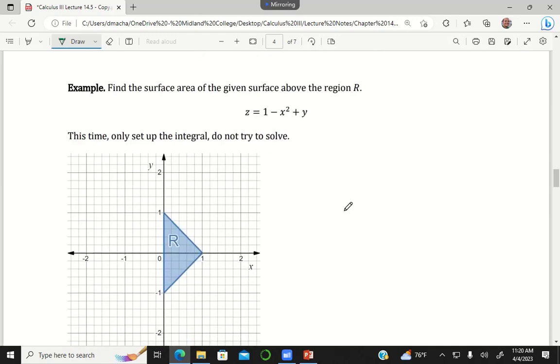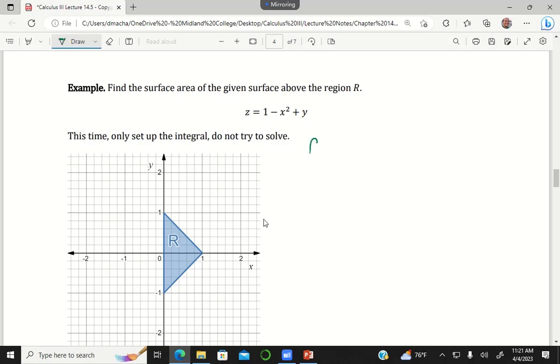New example. It says find the surface area of the given surface above this region. This time we're only going to set up the integral. We're not actually going to try to solve this, because I think sometimes with these problems the integration gets nuts. Next week I'll probably have some of these types of problems on your test where I ask you to only set up the integral. And so you'll just do exactly what we're about to do here.